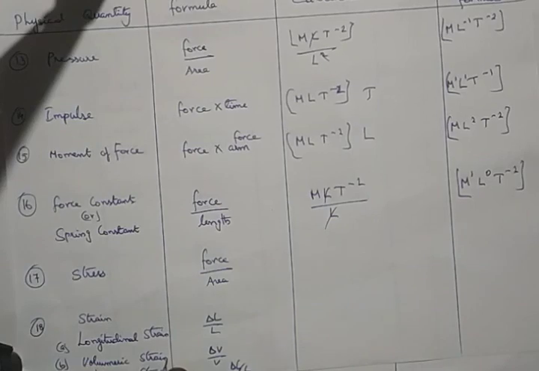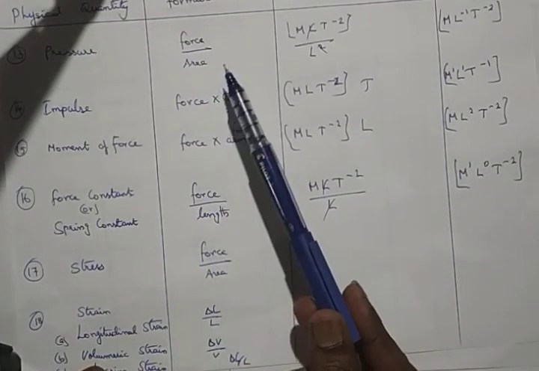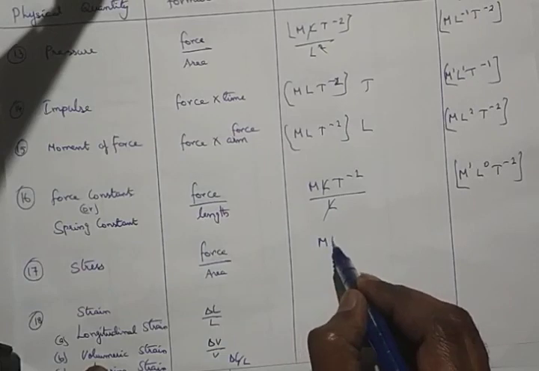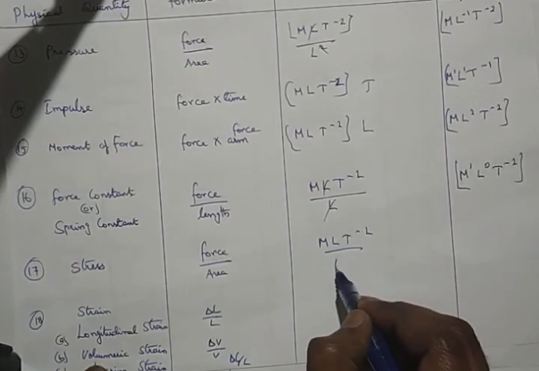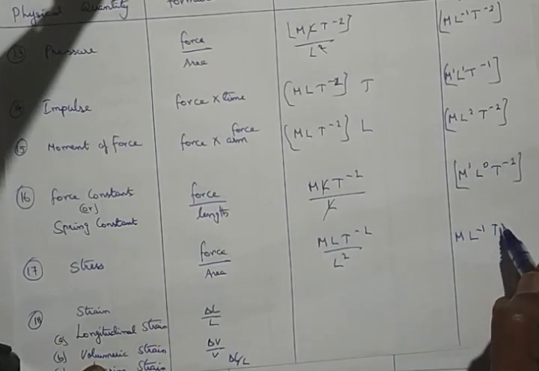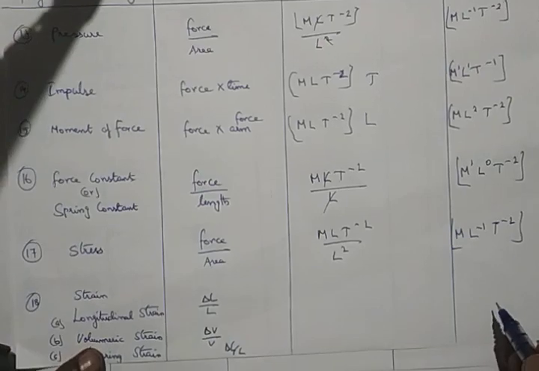Stress. It is having the same dimension as that of the pressure. Force upon area. And here also it is force upon area. So MLT minus 2 upon L2. So you get the same dimension as that of pressure. So ML minus 1, T minus 2.